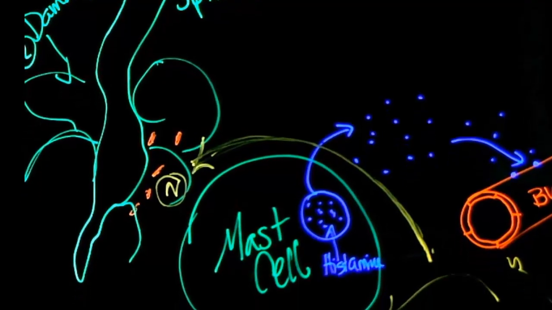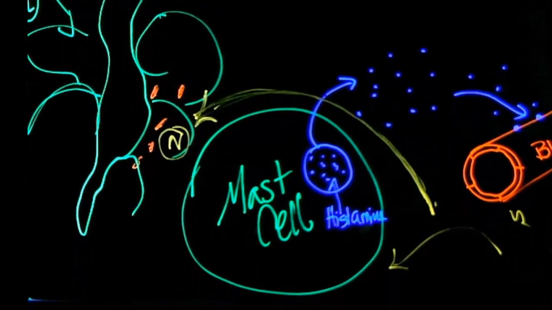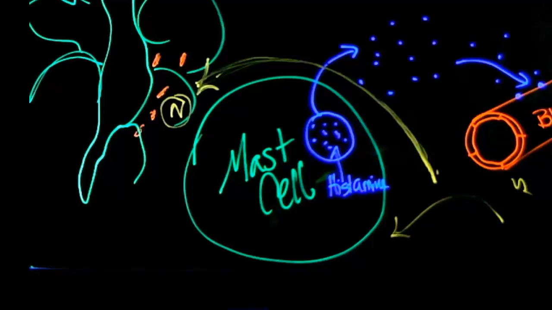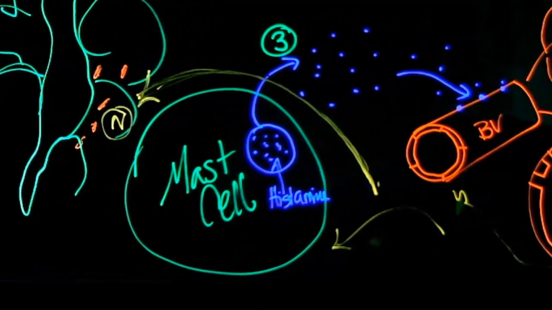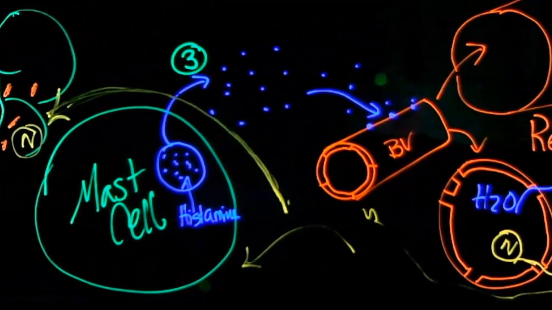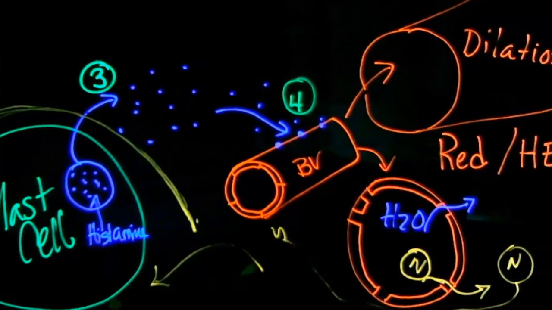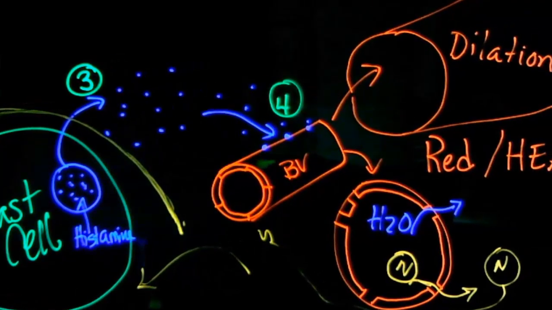And if a mast cell is either poked or signaled, it can start to release histamine. So step 3 is the release of histamine. When histamine is released, it's going to look for receptors, and receptors are located on blood vessels. Those blood vessels are going to respond one of two ways.